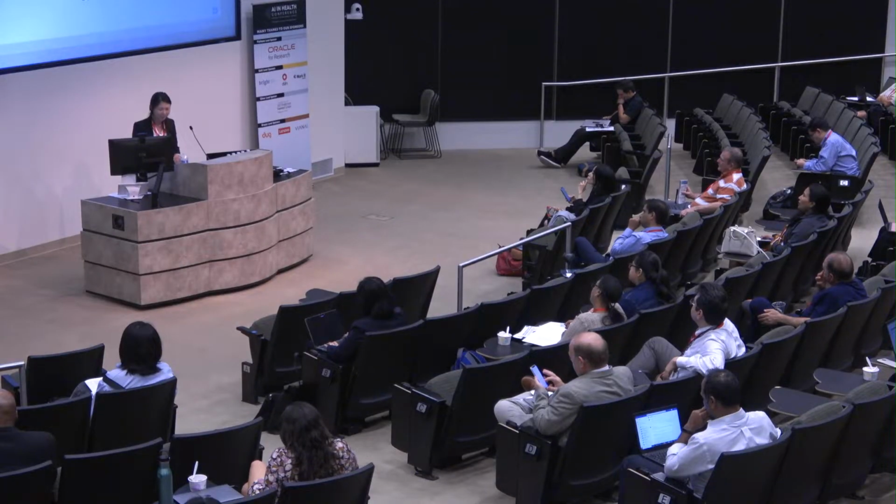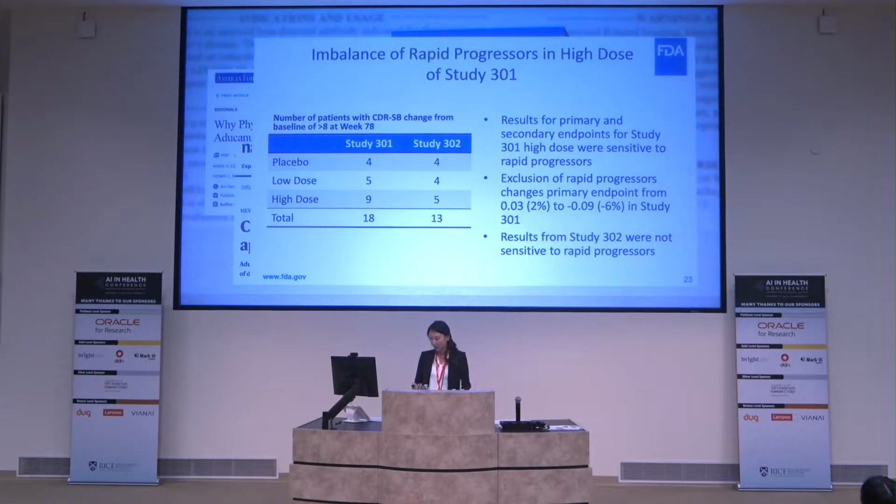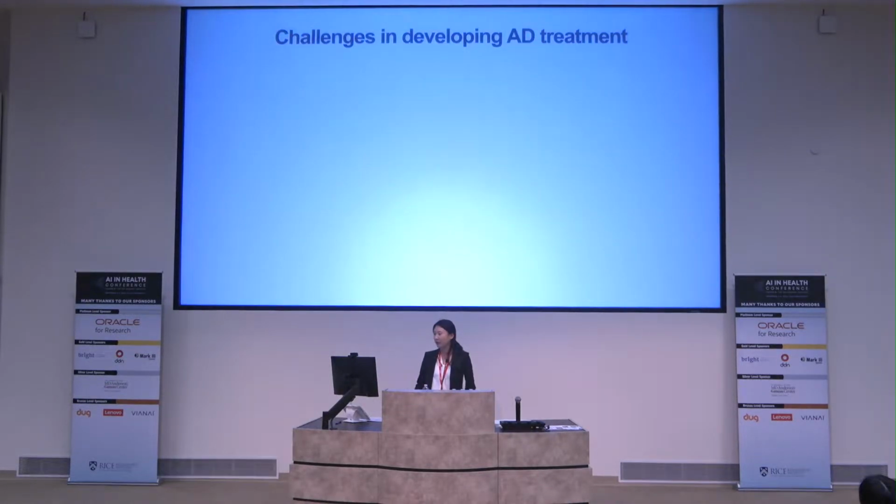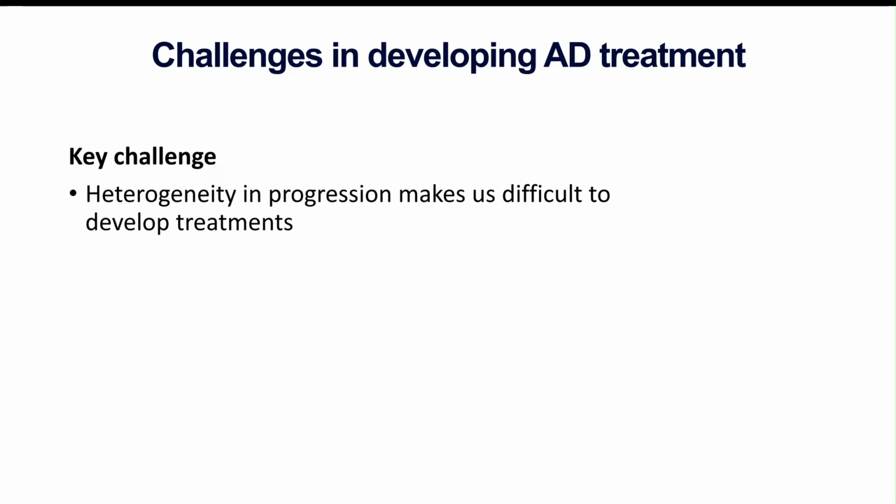So they excluded those patients and recalculated their effect size, and they claimed that it has certain effectiveness. And actually, the FDA approved that. So that's why there's a lot of controversy going on. They're still investigating. The lesson we can learn from this example is that it's really difficult to develop medication and treatment without understanding these heterogeneities. We found that the heterogeneity in Alzheimer's disease progression makes it really difficult to develop treatment.